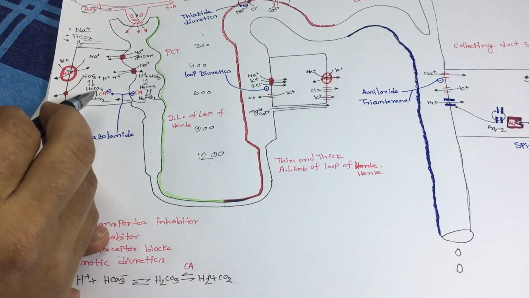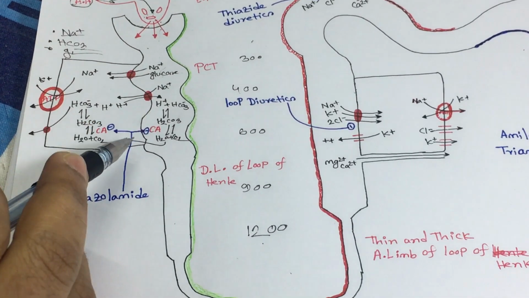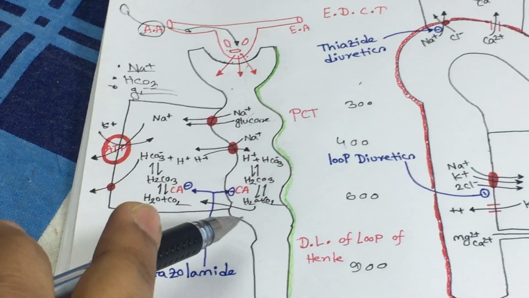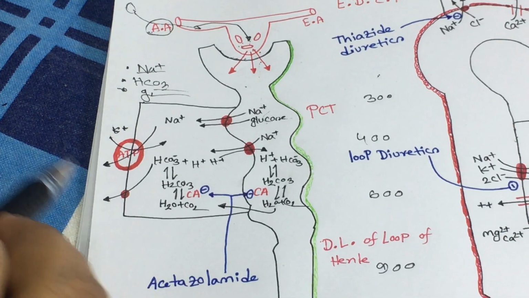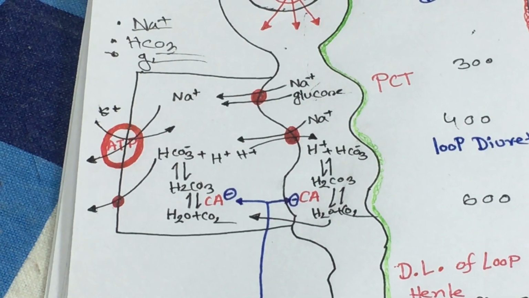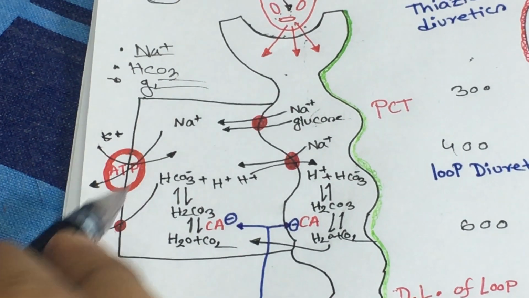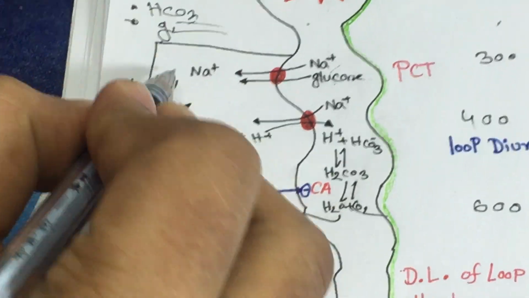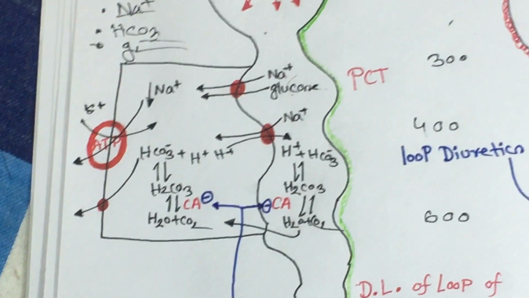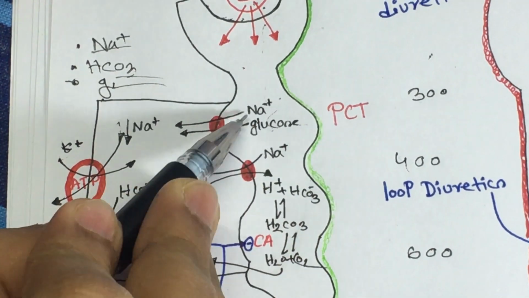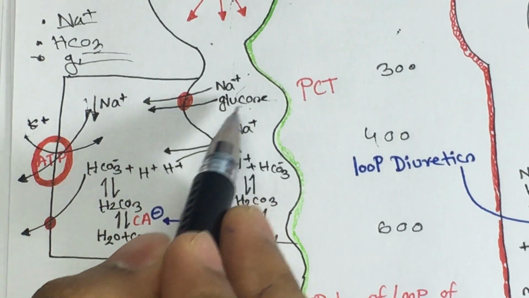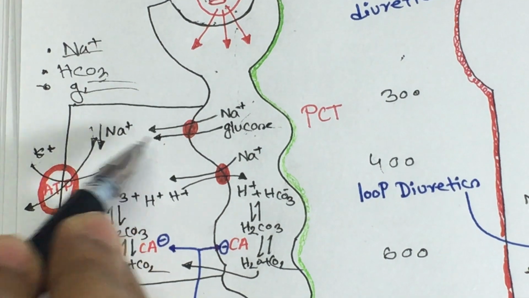Now we will see how in the proximal convoluted tubule sodium, glucose and other ions are reabsorbed. In the basal area there is a sodium potassium ATPase. Its function is to decrease the intracellular sodium level and increase the intracellular potassium level. So from the tubular fluid, sodium will come in by the transporter. With the sodium, glucose and other things will come inside of the cell.